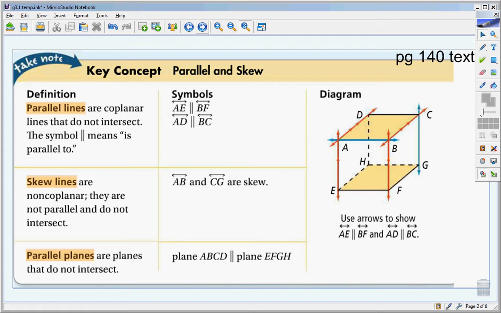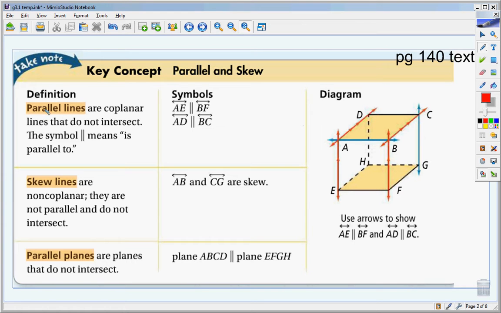I think probably notation is the most important part of what you're going to see. And we need to know the notation in terms of symbols, but we also need to know what the notation looks like in terms of a picture or in terms of a diagram.